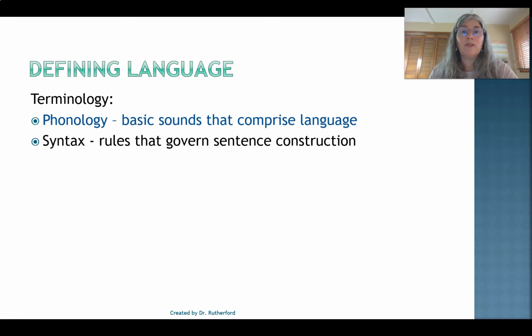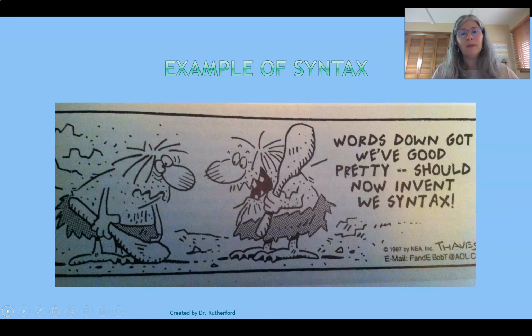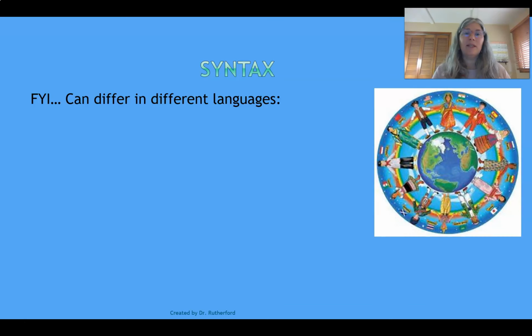Another important part to master English language is syntax. So syntax is looking at the rules that govern how words go together in order to make proper language. So this is knowing how words can be legitimately combined to make understandable phrases and sentences. For instance, I thought this cartoon was obviously related. It said, "Words down, got, we've good pretty, should now invent we syntax." So they have the words, they know how to say the words, but it's not in the right order to make sense. That's where syntax comes in.